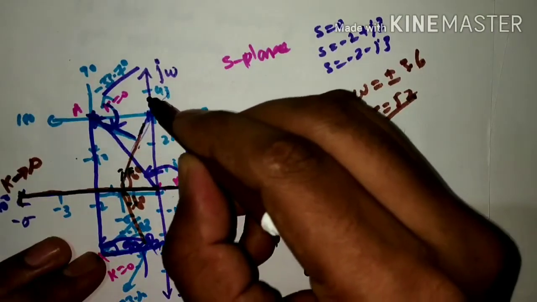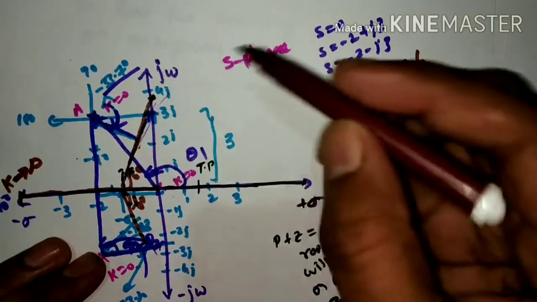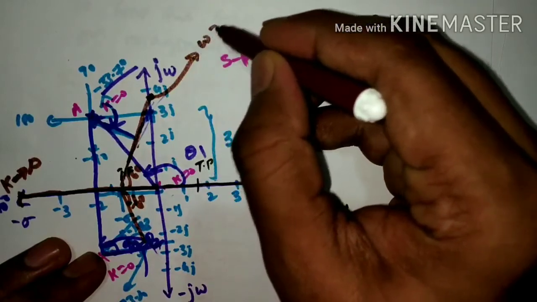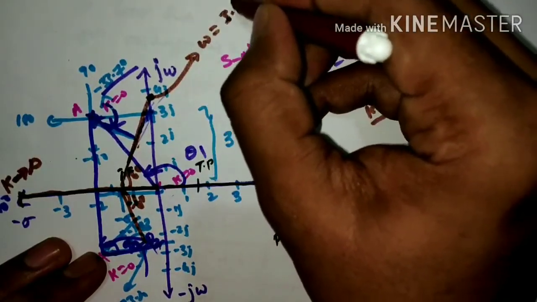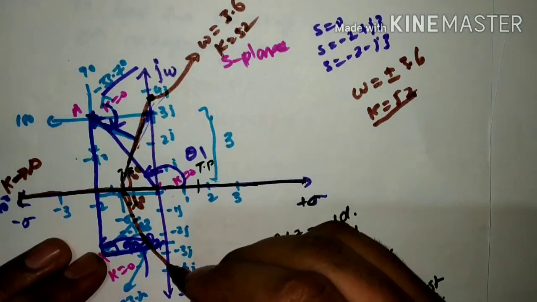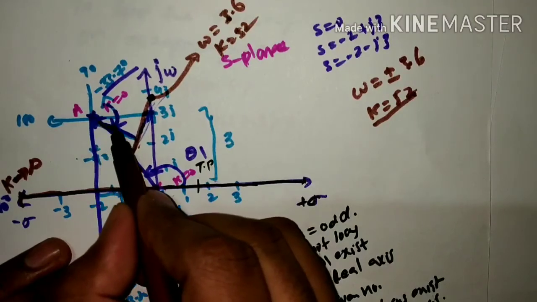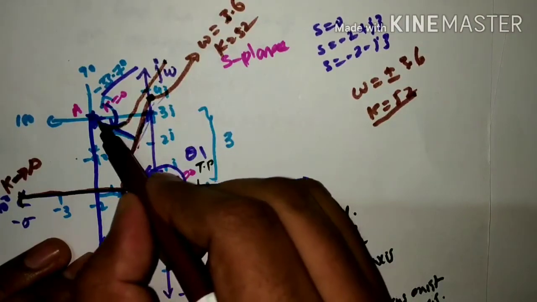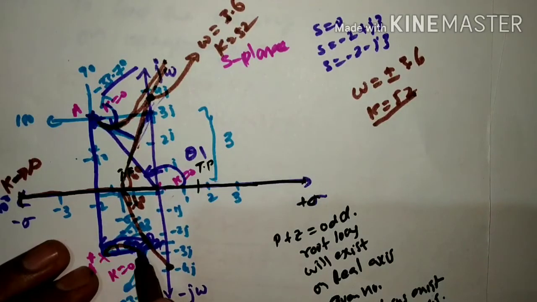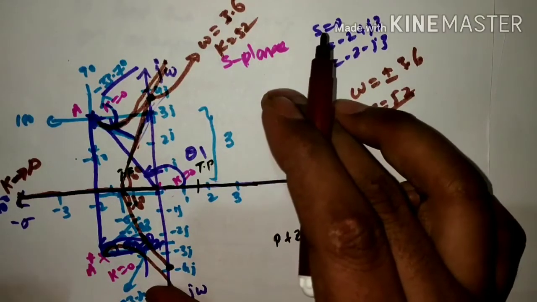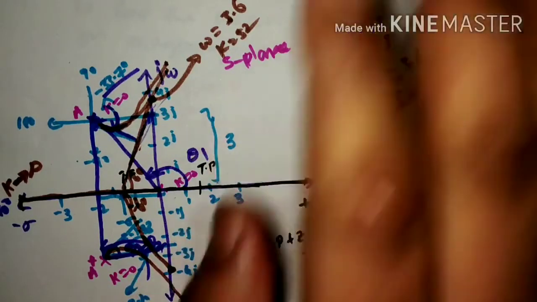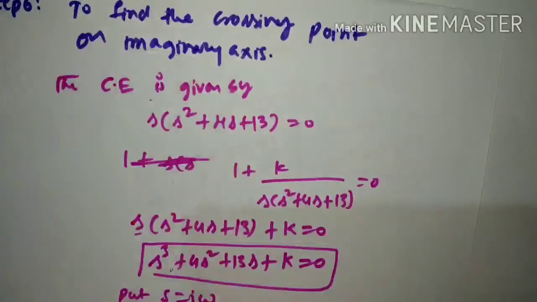3.6 means where? It's somewhere here. So this root is moving in this direction and crossing at this point, where omega is equal to 3.6 and k is equal to 52. The same happens here also. This root is moving in this direction, and the other root is also moving in this direction. So this is the final root locus. I am going to draw it on another paper very clearly to show how the root locus will appear.